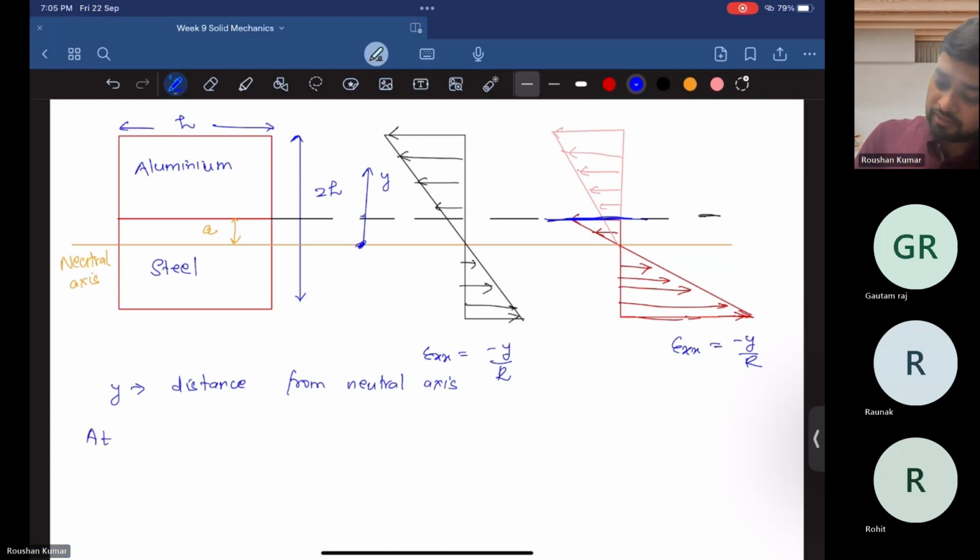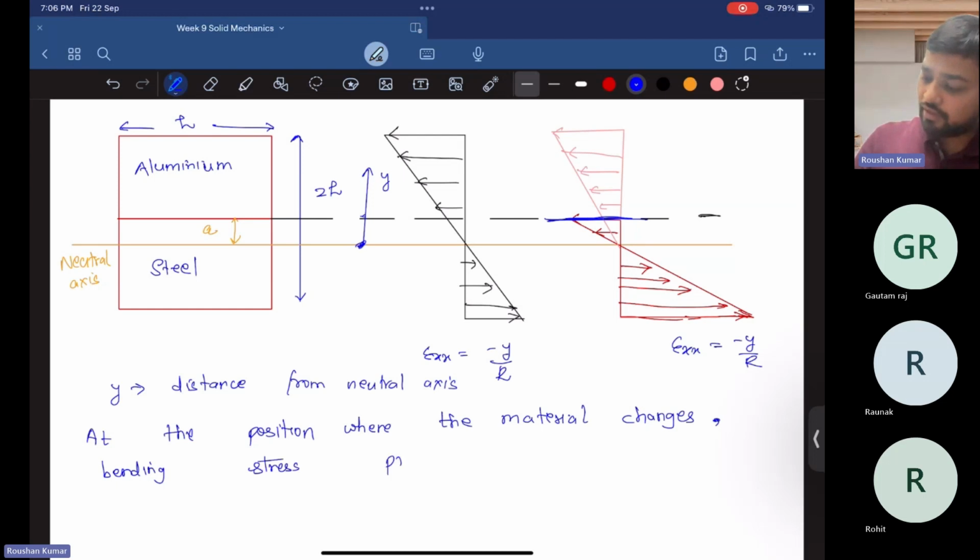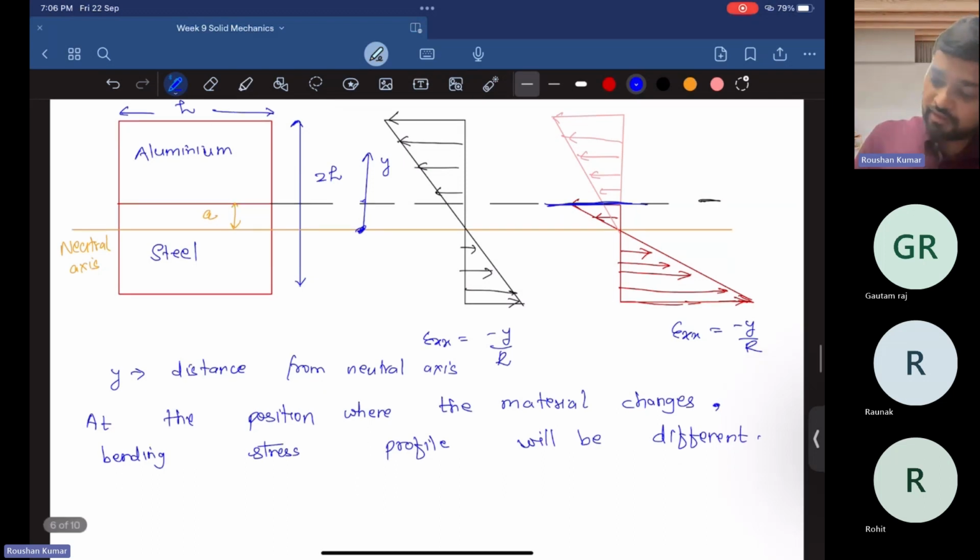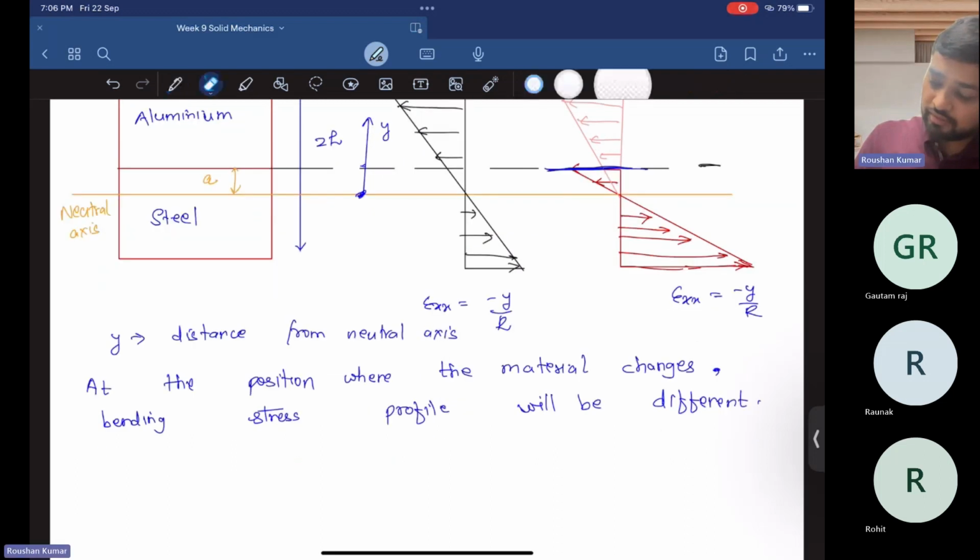So at the position where the material changes, the bending stress profile will be different, and it is given by this formula: sigma xx is nothing but E times epsilon xx.